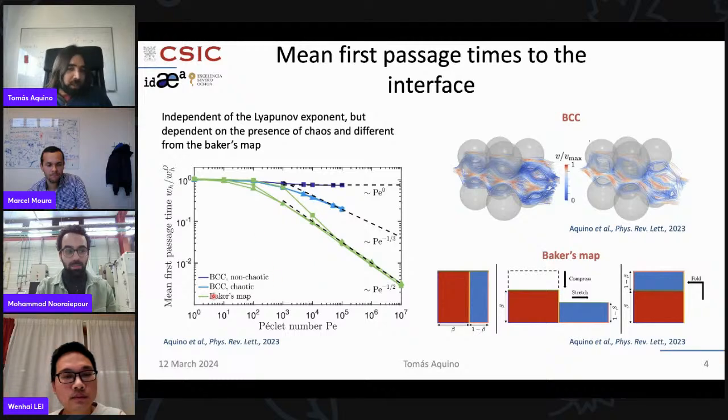So what we see here on the plot on the left is the mean first passage time of the solute to the solid surface, non-dimensionalized by the diffusive one, so the mean time that you get without flow. So you see that for the BCC, as expected, if the flow is non-chaotic, this stays more or less constant. It's diffusion doing the job. But if we take the chaotic cases, again, they behave similarly, but you do get a decrease in these mean first passage times. But as I was saying, the behavior of this decrease, even qualitatively, is very different from what we find for the Baker's map.